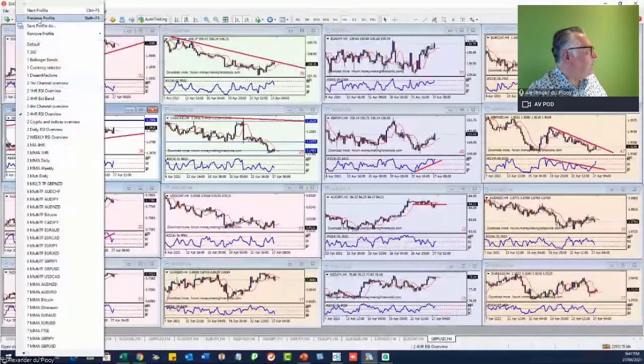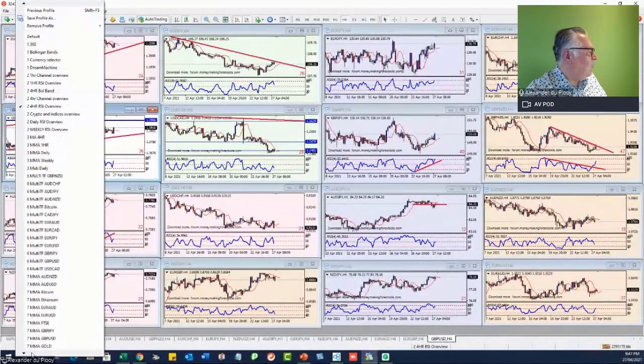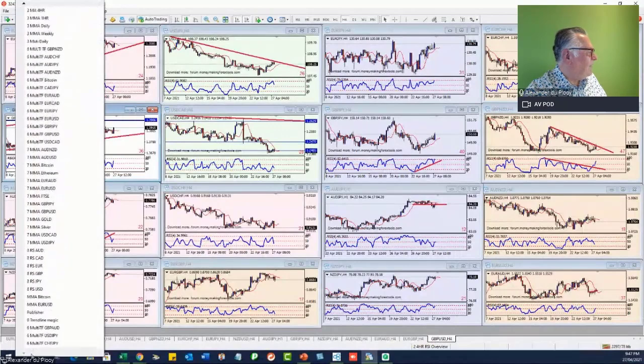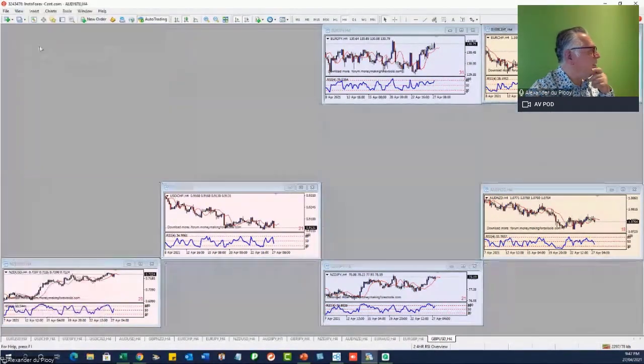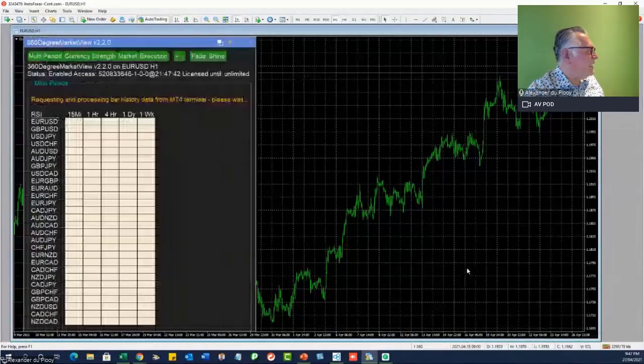You can see I've got a lot of profiles. These aren't even all the profiles. This is just a backup analysis. So I've got lots of profiles here, and I have my favorites, which the first one is the 360-degree indicator.